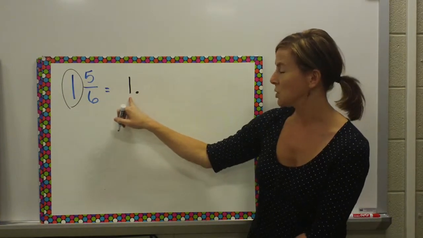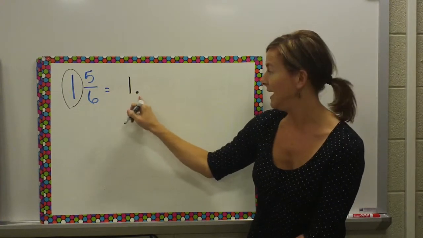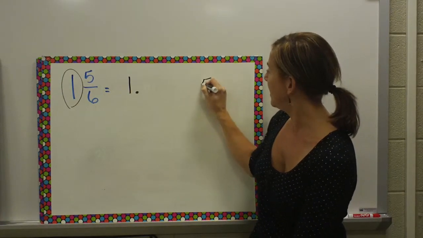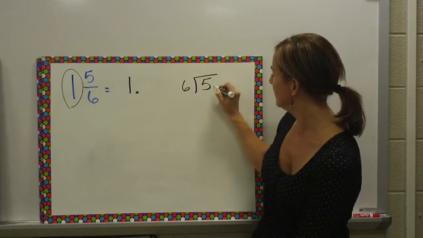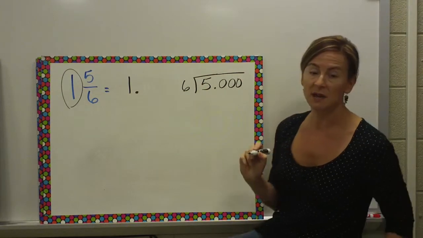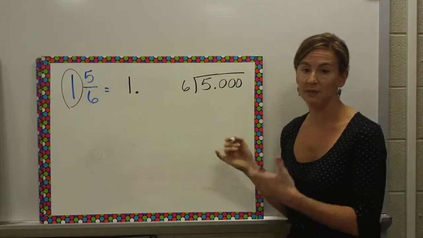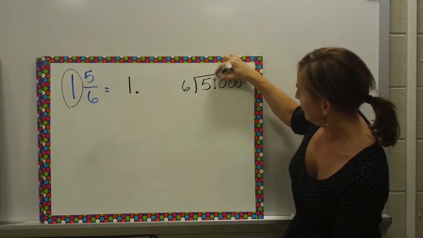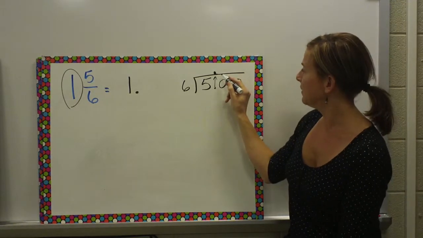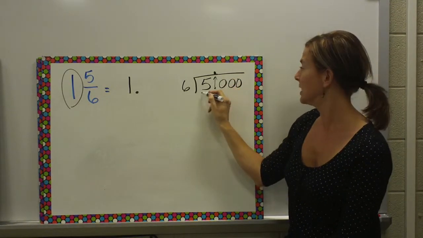So I'm going to start my answer knowing that it's going to be 1 and something. Now I'm going to go ahead and divide 5 divided by 6. I'm going to set my problem up again with my 3 zeros. I may not have to use them all, but I like to get those set up. First thing I'm going to do is bring up that decimal point. Then I'm going to start checking.